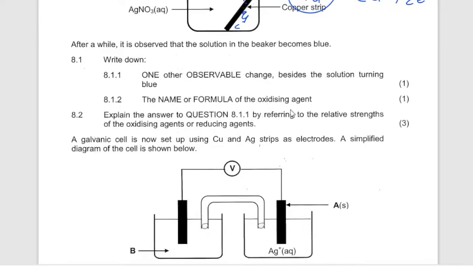Name the formula of the oxidizing agent. We are done with that. They say the formula, so you write it like that. Then they say explain the answer by referring to the relative strength. So we have said that in this case, silver is a strong oxidizing agent so that it can easily reduce, or receive the electron from copper. So silver can easily receive electrons from copper than copper receiving from silver.